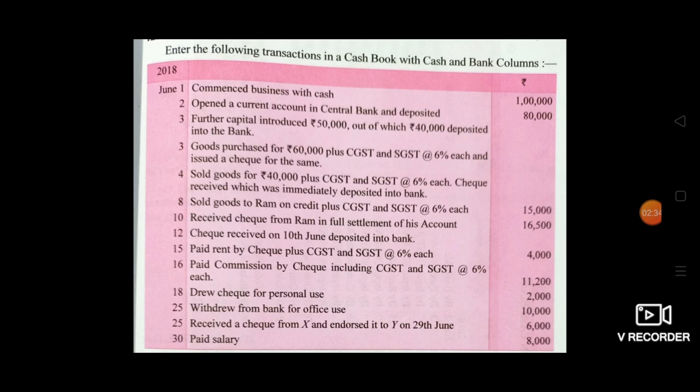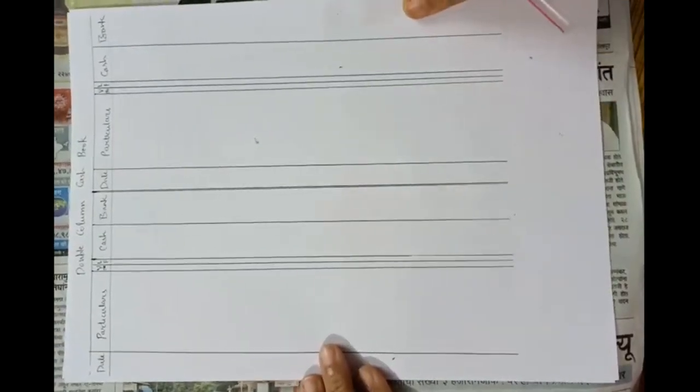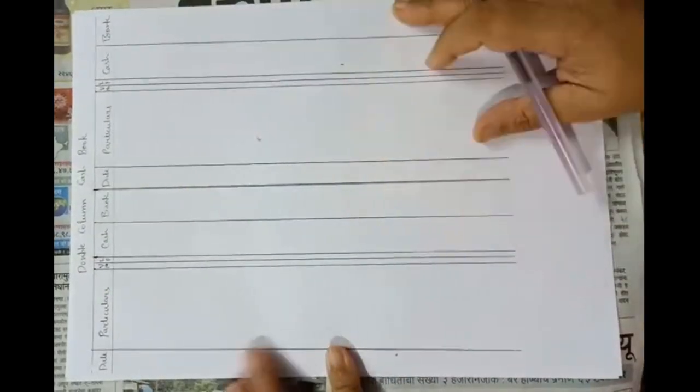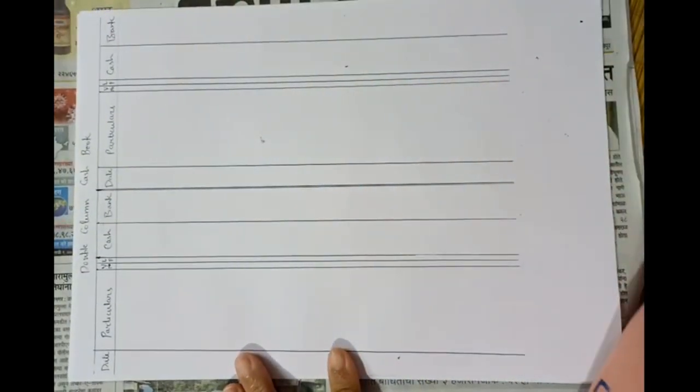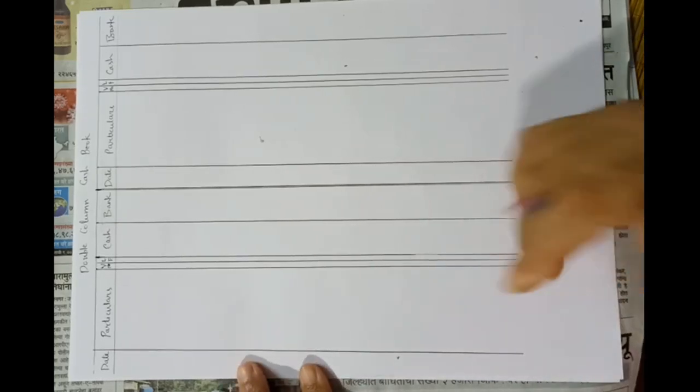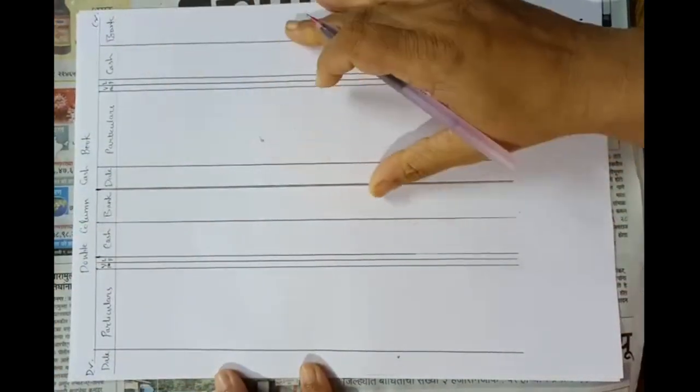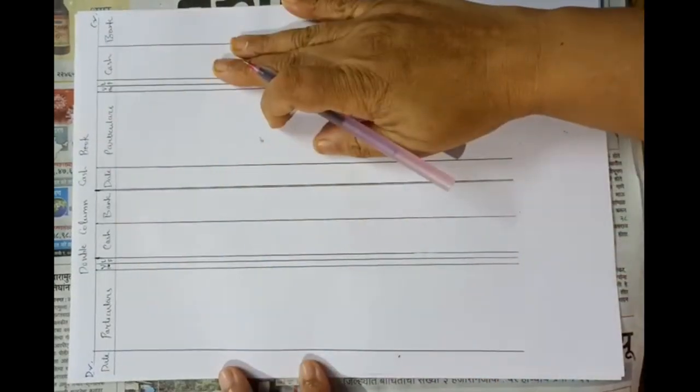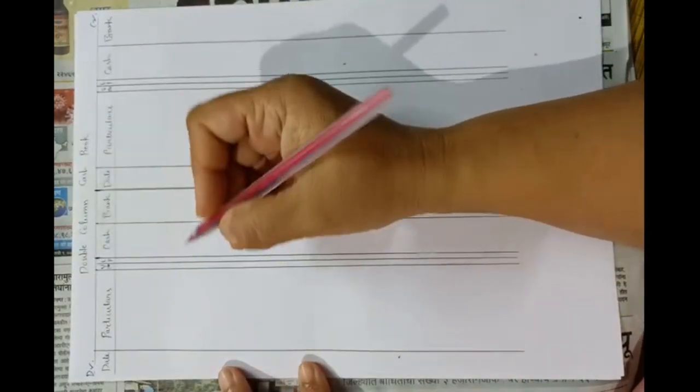Okay, so now let's start and pass the necessary entries and post them in the double column cash book. So now let's start the problem. Double column cash book is also called a two column cash book. This is the debit side and this is the credit side, that is, the receipt side and the payment side. June 1st, 2018.